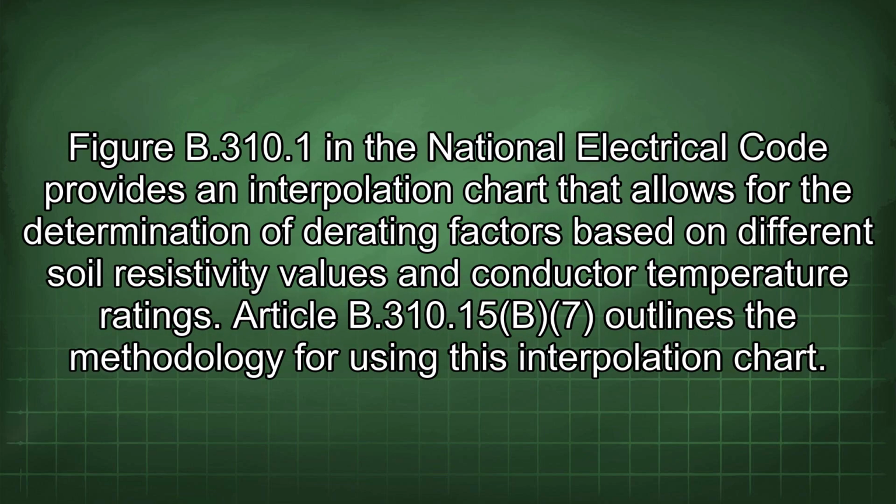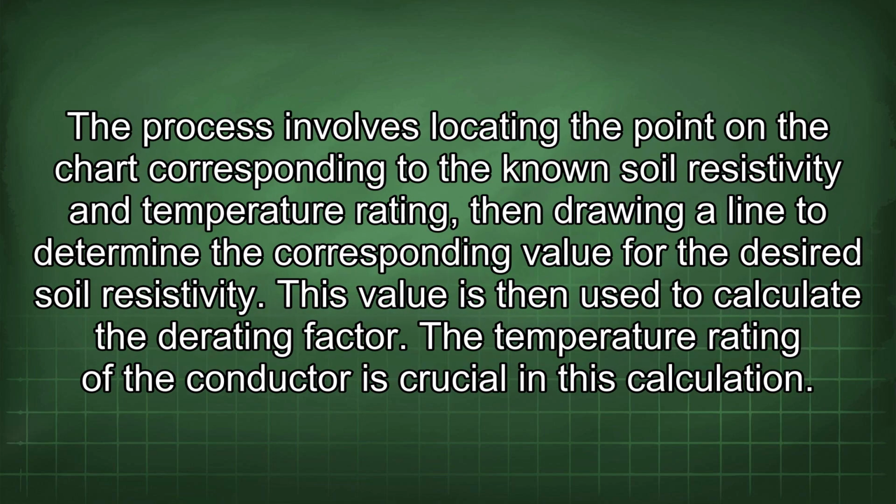Figure B.310.1 in the National Electrical Code provides an interpolation chart that allows for the determination of derating factors based on different soil resistivity values and conductor temperature ratings. Article B.310.15(B)(7) outlines the methodology for using this interpolation chart. The process involves locating the point on the chart corresponding to the known soil resistivity and temperature rating, then drawing a line to determine the corresponding value for the desired soil resistivity. This value is then used to calculate the derating factor.